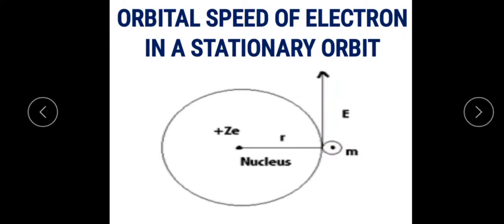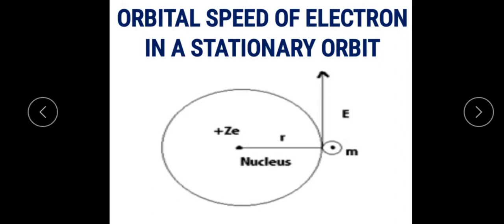The second postulate: an electron revolving around the nucleus in a stationary orbit has angular momentum that is an integral multiple of h by 2 pi, where h is Planck's constant. The angular momentum is represented by capital L, so L is equal to mvr, that is equal to nh divided by 2 pi.